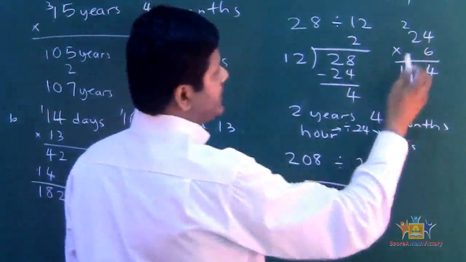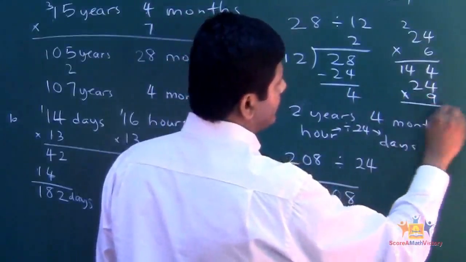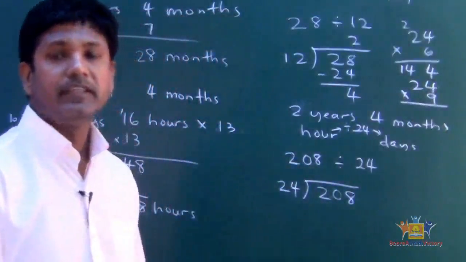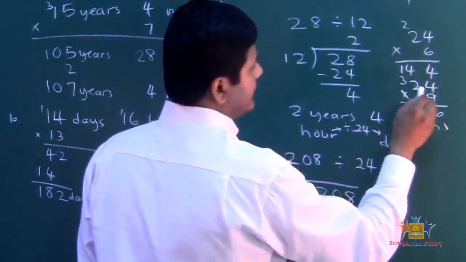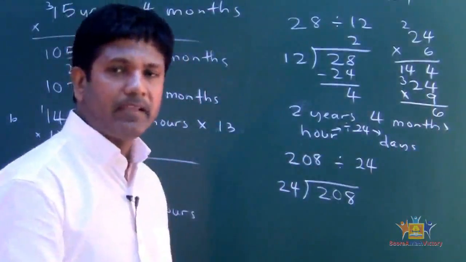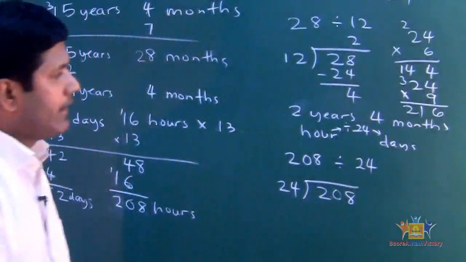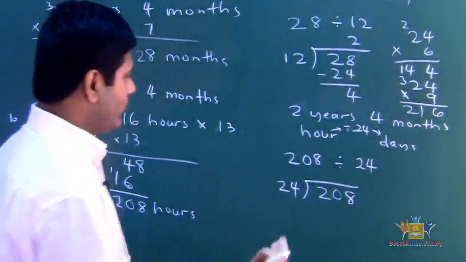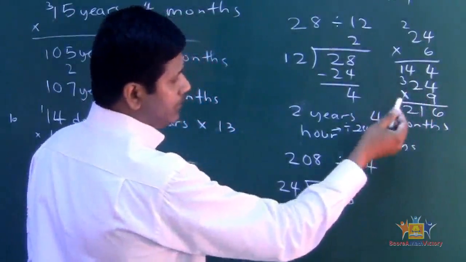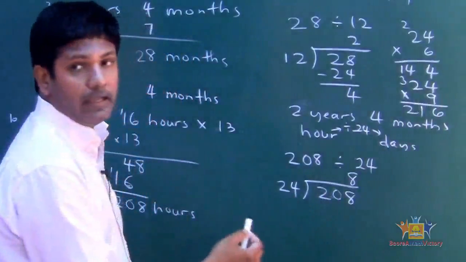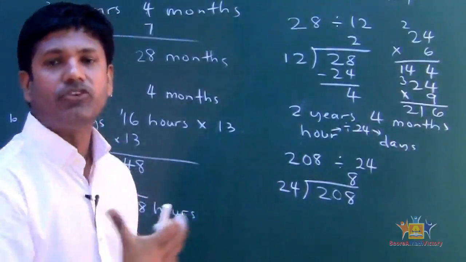So let's do 9. So let's try 24 times 9. 9 times 4 is 36. Okay? So I'm going to put 6 and then I'm going to put 3. 9 times 2 is 18. 18 plus 3 is 21. We already passed it. So now I can tell it could be 8. Alright? So then let's just put 8 right here. Okay, because it's not too much I passed it. So that means I can tell 8 could be possibly the amount of 24 inside the 208. And that's how you do trial and error.